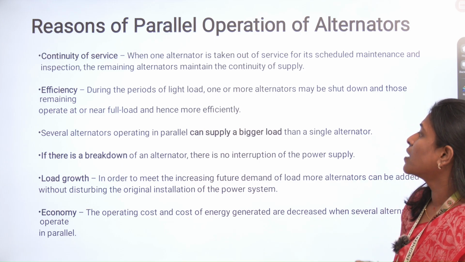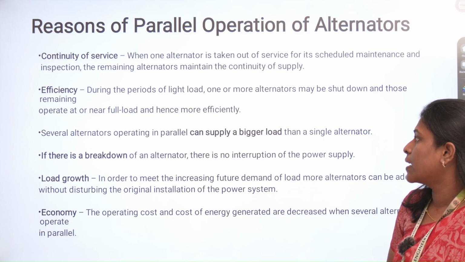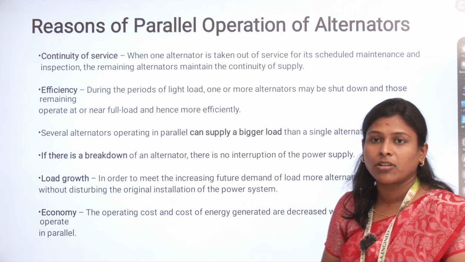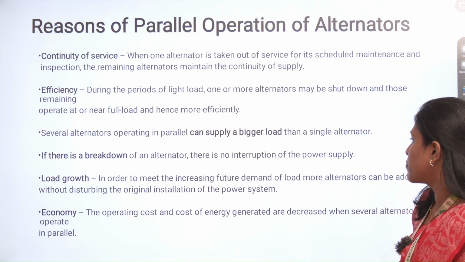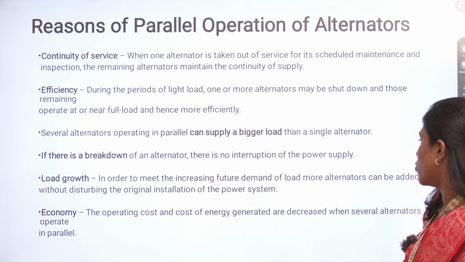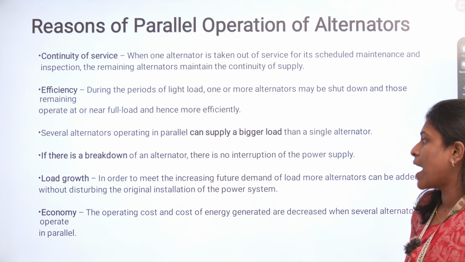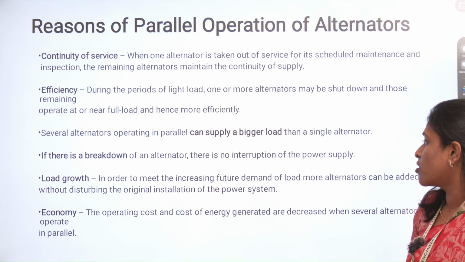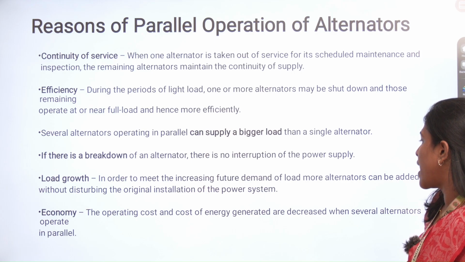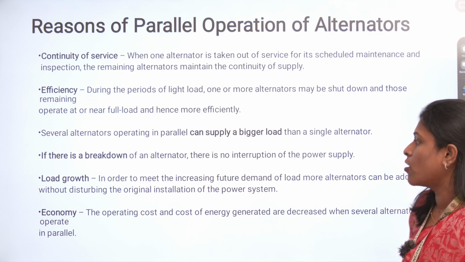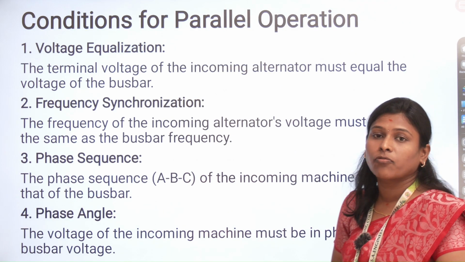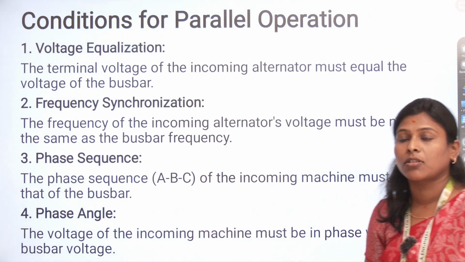Next, when several alternators are operating in parallel, they can supply a bigger load than a single alternator. If there is a breakdown of an alternator, there is no interruption of the power supply. Next is load growth. In order to meet the increasing future demand of the load, more alternators can be added without disturbing the original installation of the power system. Next is economy. The operating cost and the cost of the energy generated are decreased when several alternators operate in parallel.